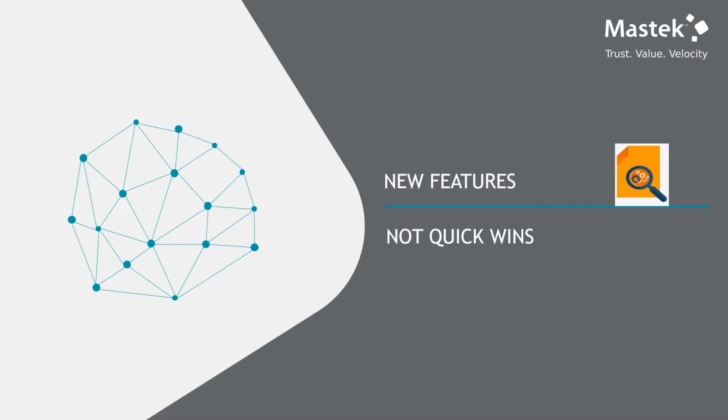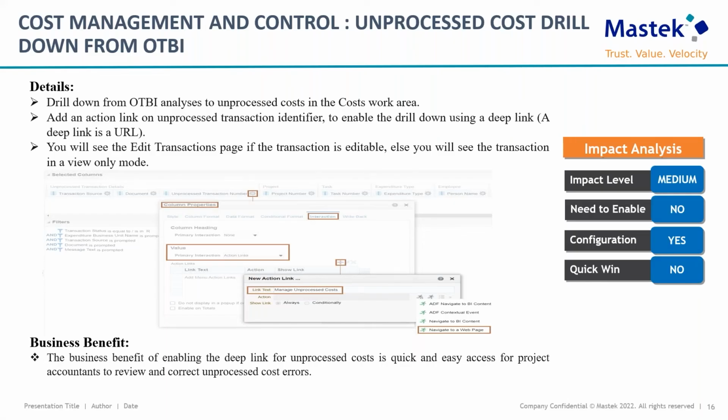Let's move to the other features which are not quick wins. As I mentioned earlier, for using this feature, we have to do some high level configuration after the upgrade. Let's see the first feature of not quick win, which is from cost management and control. The feature name is unprocessed cost drill down from OTBI.